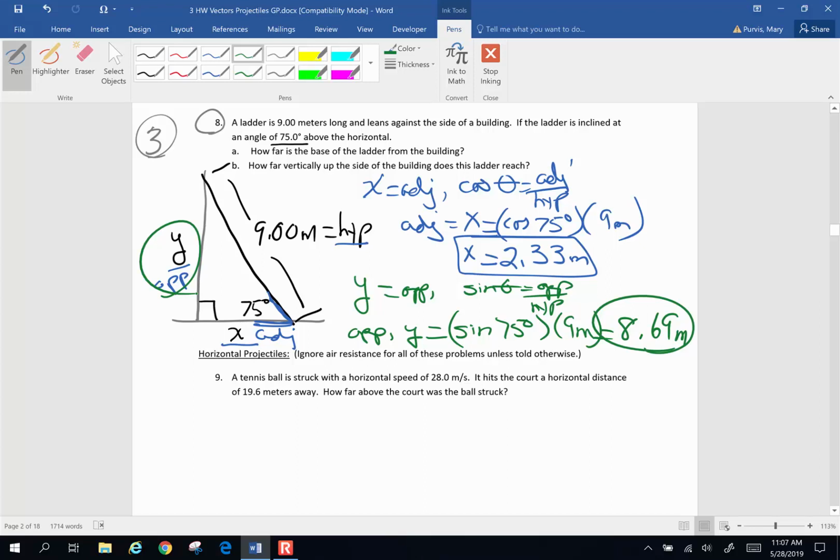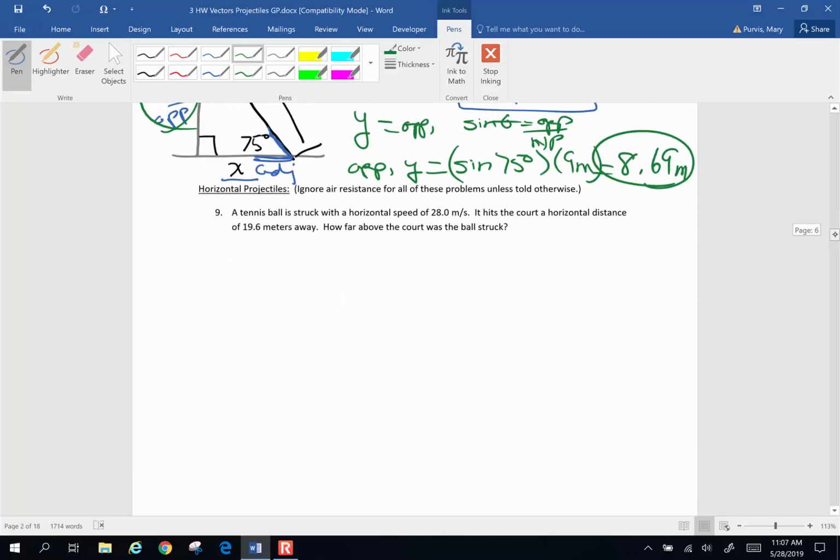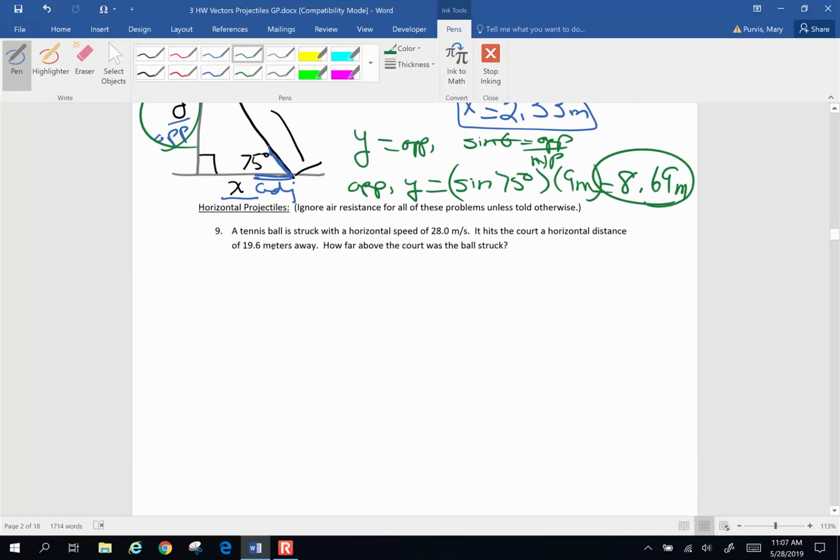All right, that's number 8. Let's take a look at a projectile problem, number 9. A tennis ball is struck with a horizontal speed of 28 meters per second. It hits the court a horizontal distance of 19 meters away. How far above the court was the ball struck?